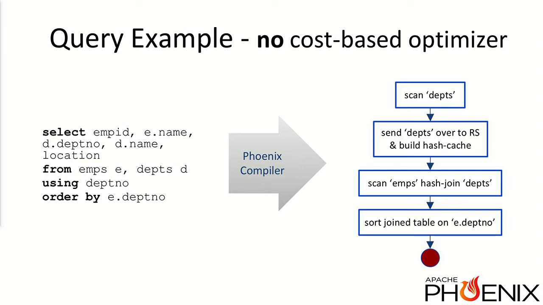First, it's going to scan the build side of the hash join, which is the department table, and then send it over to the HBase servers and build the hash cache. Then we do the actual join as we scan the employee table. As a final step, we are going to do a sort over the joined results based on the department number.